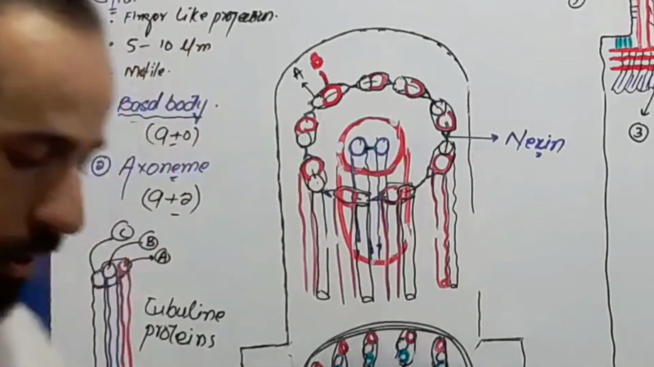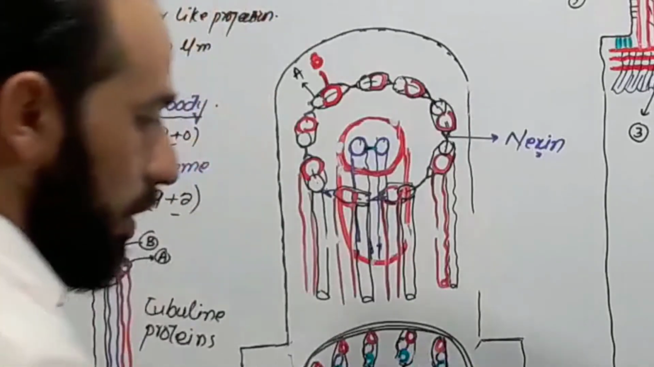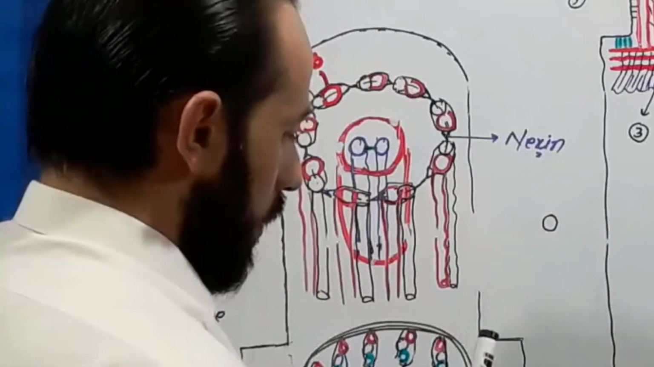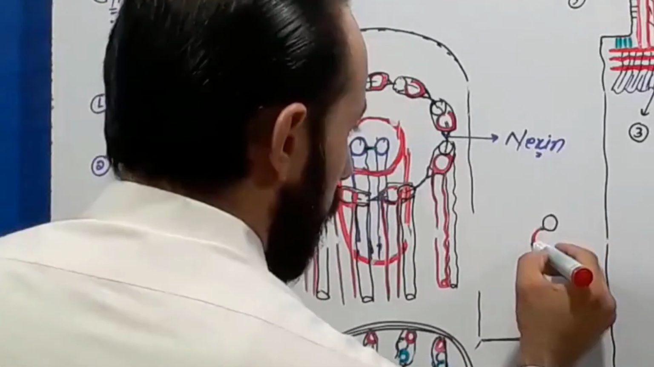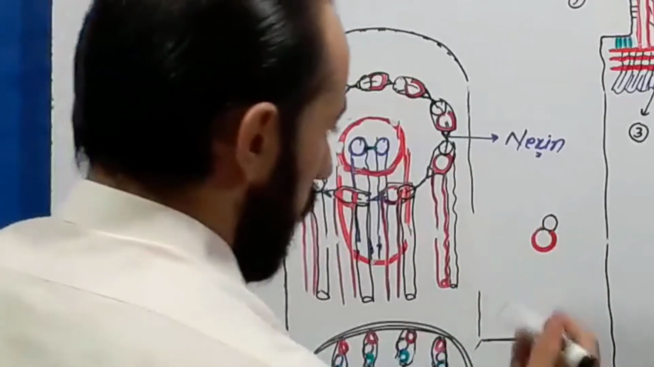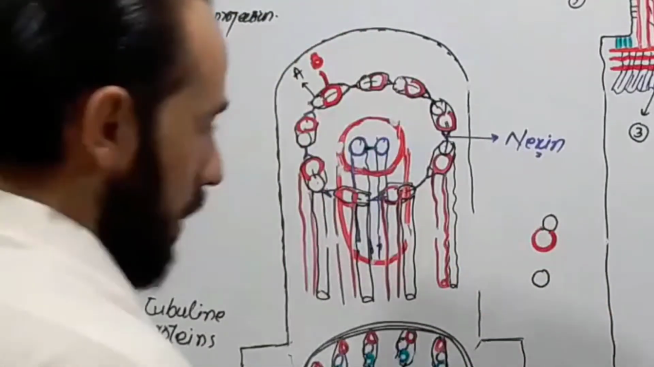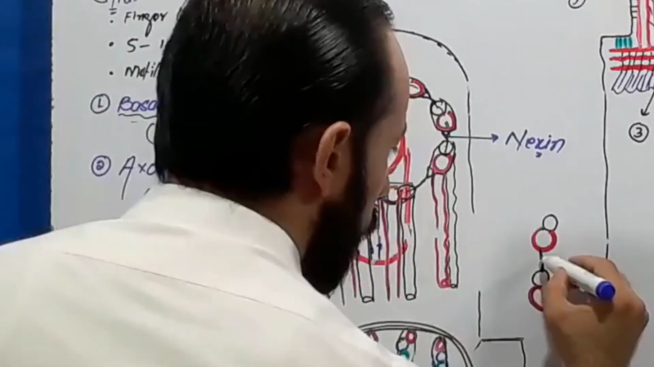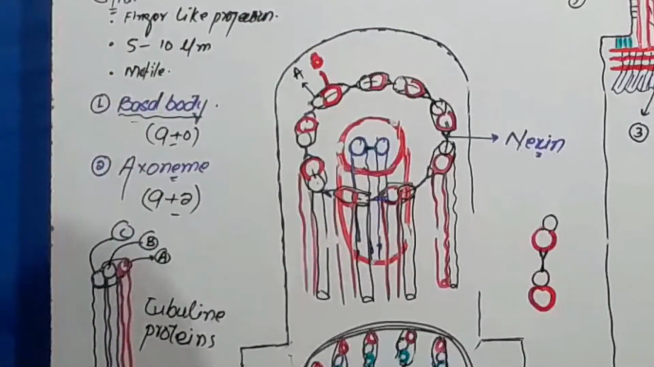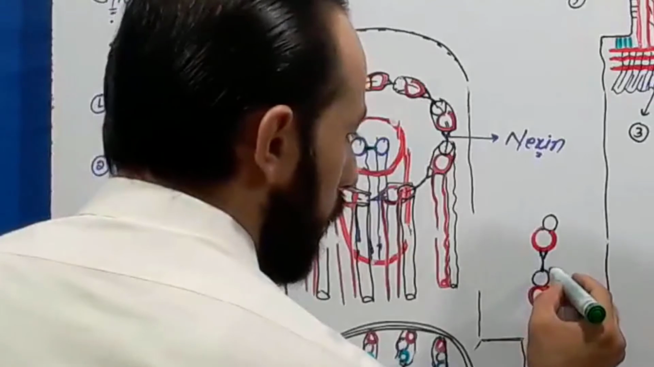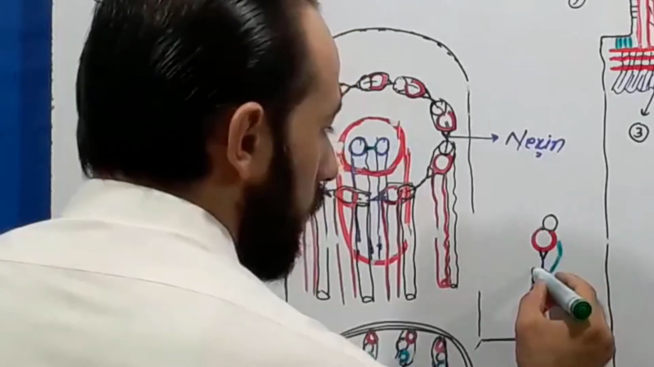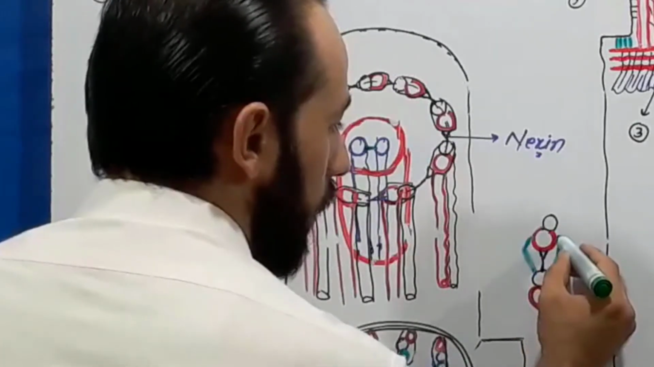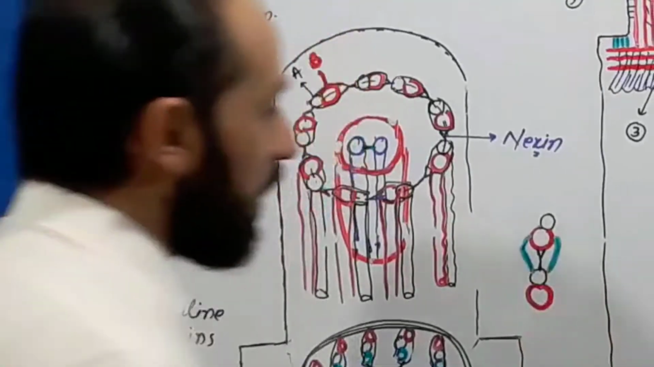And another important thing, look carefully. This is the A component, and here is the B component. Then again here is the A component and this is the B component. Now look, from the A component a protein arises and holds that one, this is the Nexin protein, and another protein arises from the A component and gives a hug to the B component of that other doublet. This is another group of proteins, and these are called the Dynein arms.